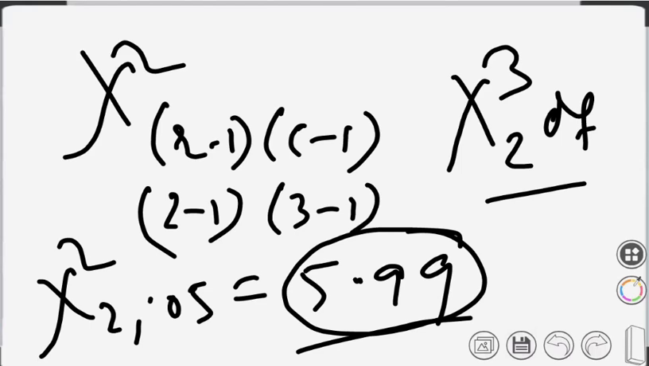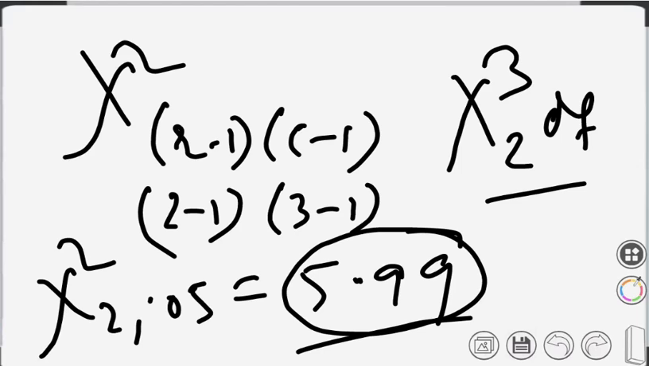That is the decision. We cannot say that the IQ is independent of economic condition. Or in some way we can say the other way around: the level of IQ depends upon the economic condition. So that completes today's class.